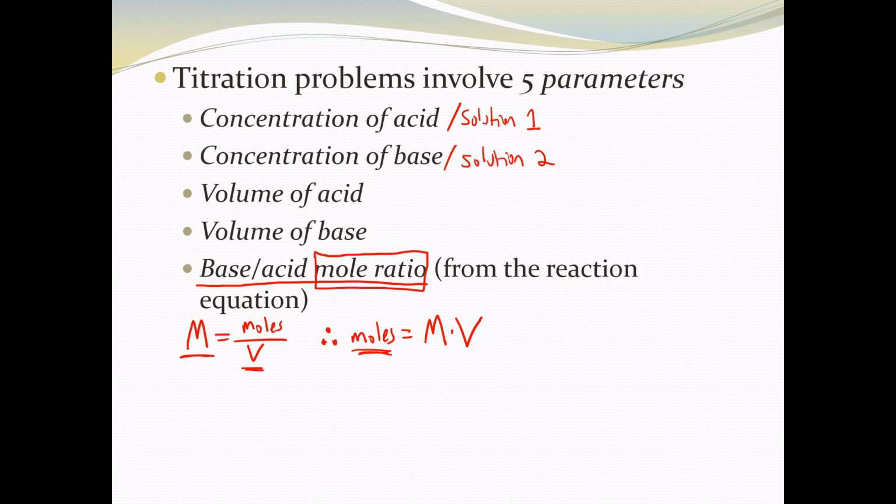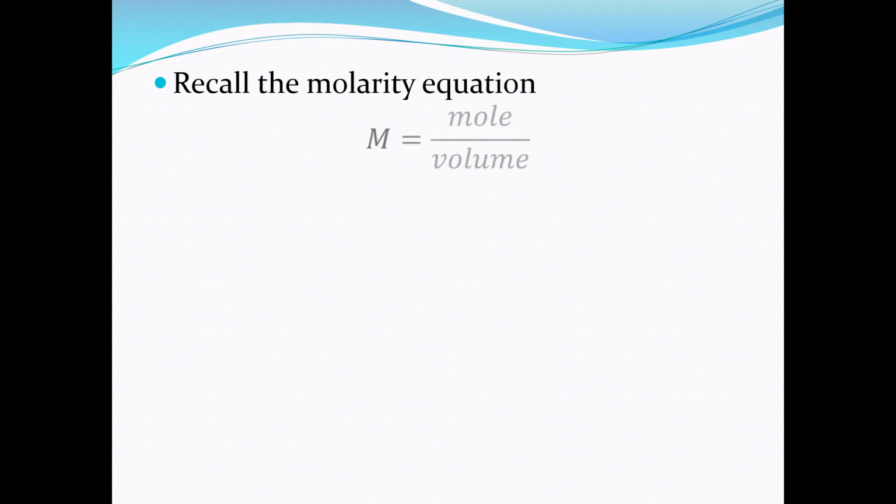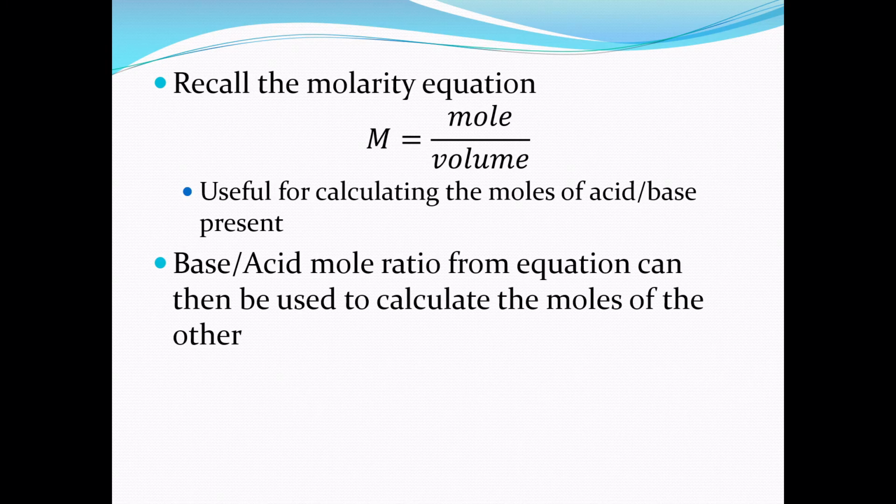So that's the quick rundown of what a titration is, and what parameters are used in titration calculations. Reminder again that the molarity equation is moles per volume, and from this we can calculate the moles of the acid or the base that are present. And remember, in every titration we know the concentration of at least one of the substances, and that's the substance that's in the burette. Once we figure out the moles of acid and base, we can use the base acid mole ratio to calculate the moles of whatever we need to find.